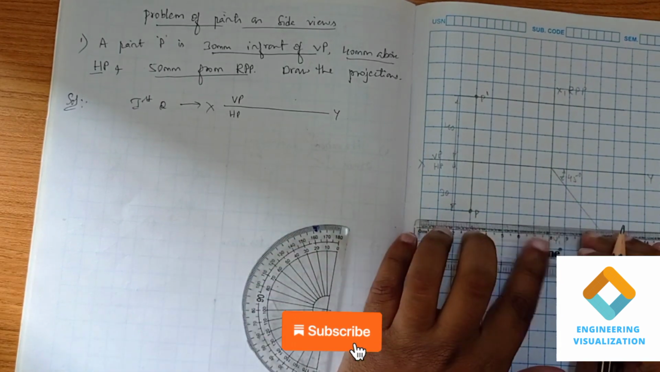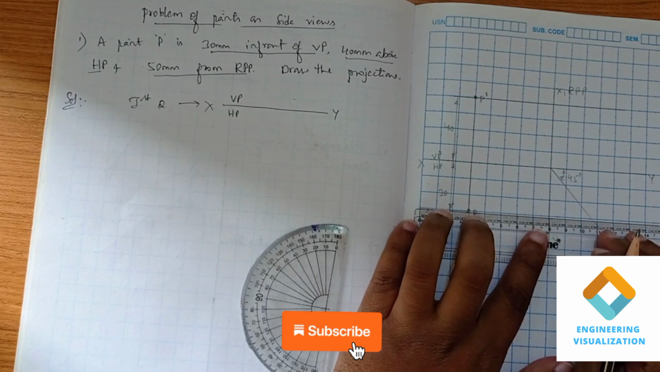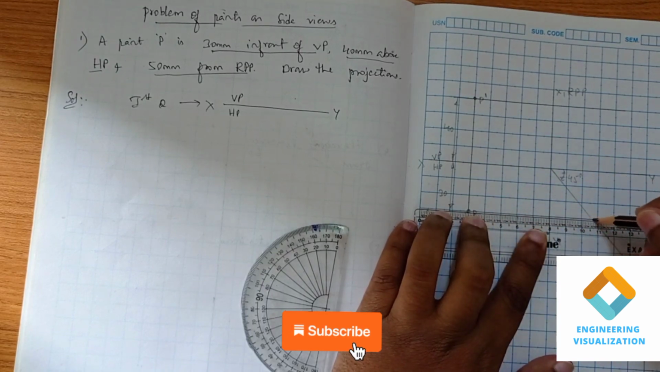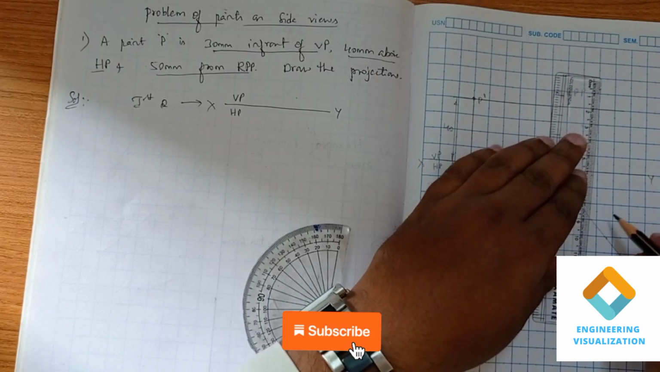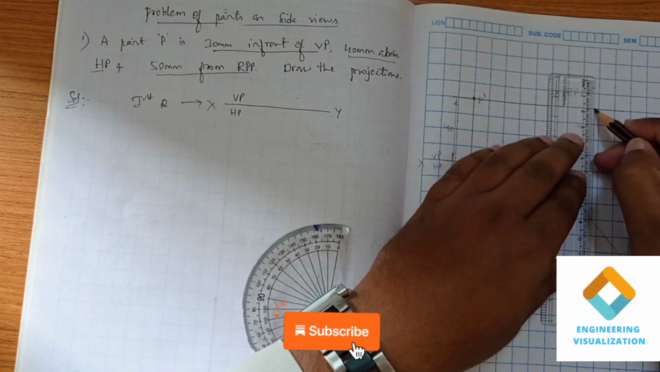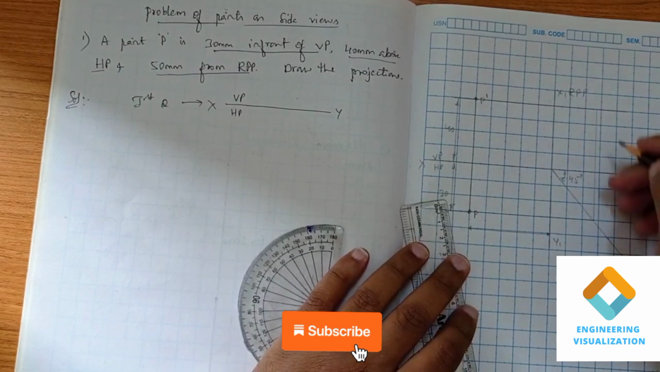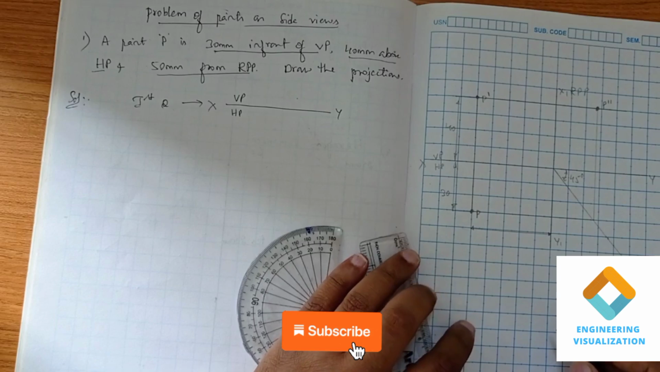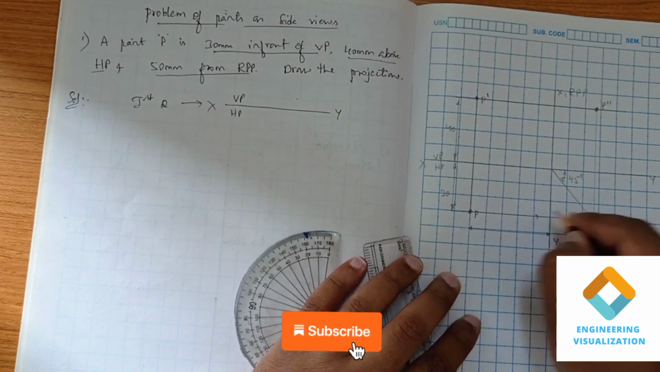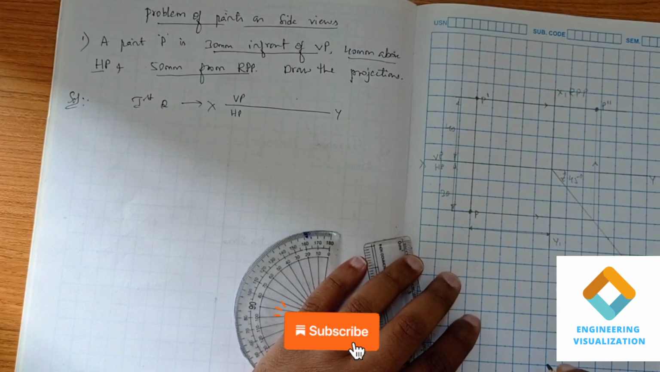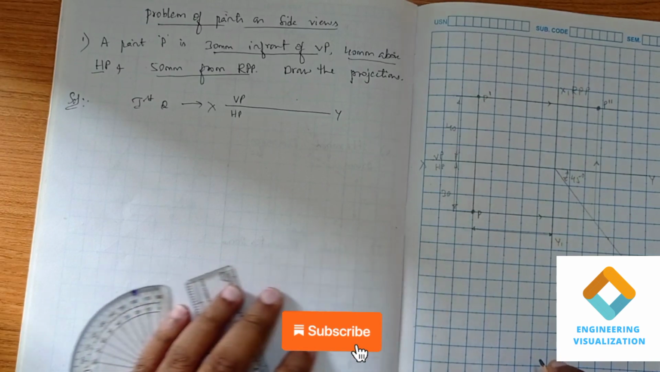Now from this top view, you will draw a straight line until it touches the 45-degree line. Then we project upward. Okay, so where these two lines intersect, this point is our side view. And we can show the direction of the projection line. Okay, so this is the side view.